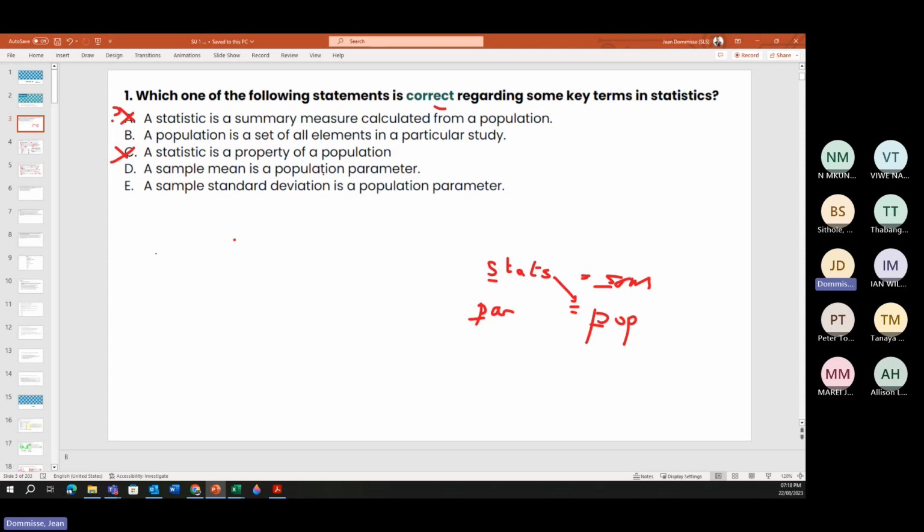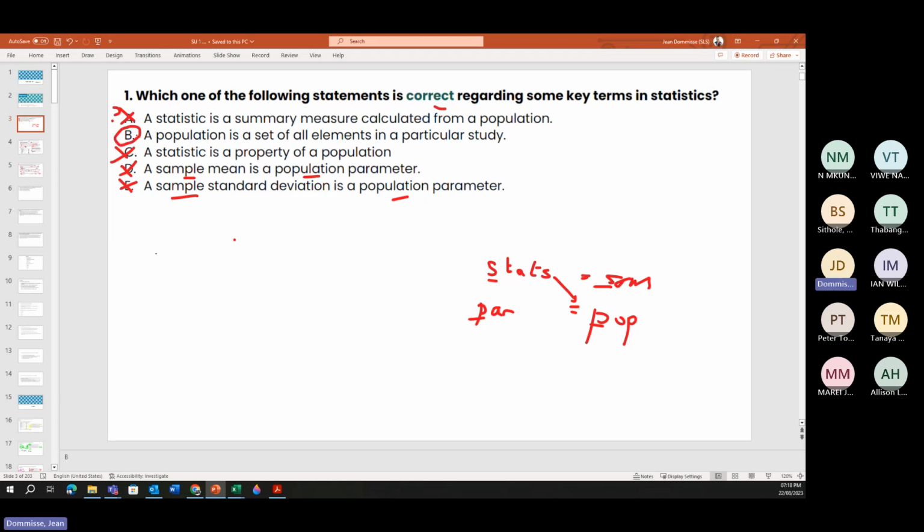A sample mean is a population parameter. No. A sample mean is a sample statistic, not a population parameter. A sample standard deviation is a population parameter. No. A sample standard deviation is a sample statistic. So a population is a set of all elements in a particular study. Okay, so that one is correct.